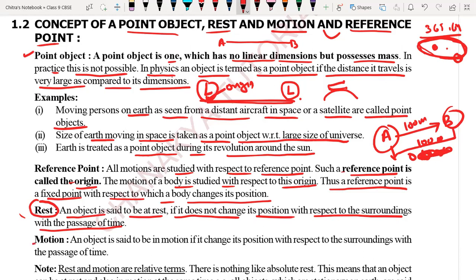What is motion? An object is said to be in motion if it changes its position with respect to surrounding and time. That is called motion.